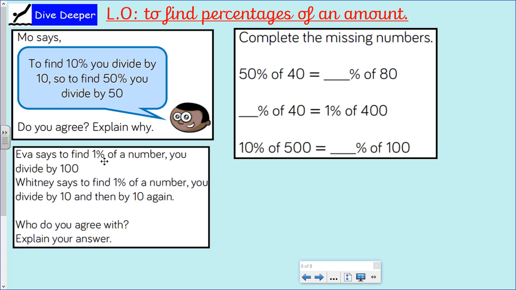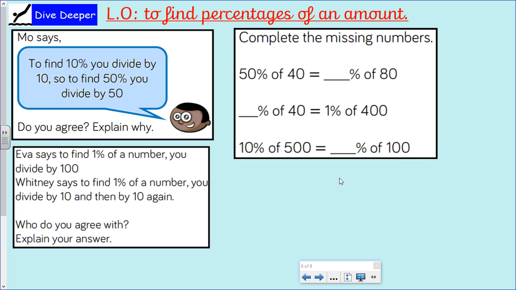Eva says to find 1% of a number, you divide by 100. Whitney says to find 1% of a number, you divide by 10, and then divide by 10 again. Do you agree with Eva? Do you agree with Whitney? And why? Again, year 6, I'd be expecting all of you to be attempting that question, please.